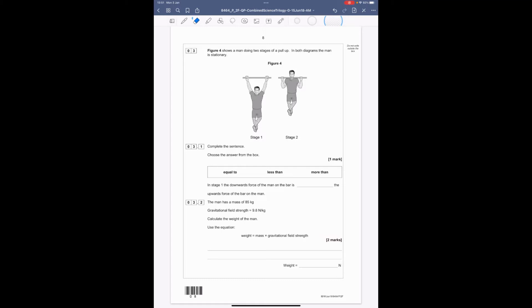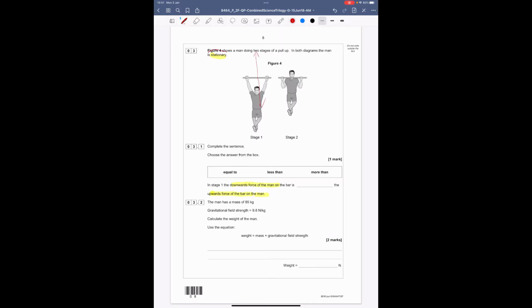Okay, so moving on to question 3 then. Figure 4 shows a man doing 2 stages of a pull-up. In both diagrams, the man is stationary. Complete the sentence. Choose the answer from a box to do this. In stage 1, the downwards force of the man on the bar is blank the upwards force of the bar on the man. So effectively what it's saying, if a man's hanging from the bar and he's got a certain amount of weight pulling it down, how much force is the bar countering the weight that is being pulled down.